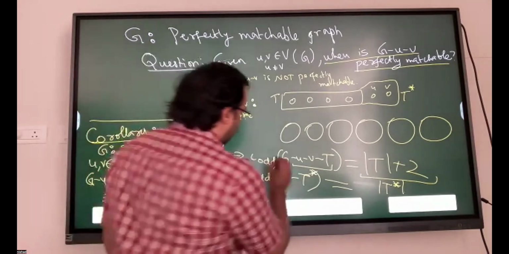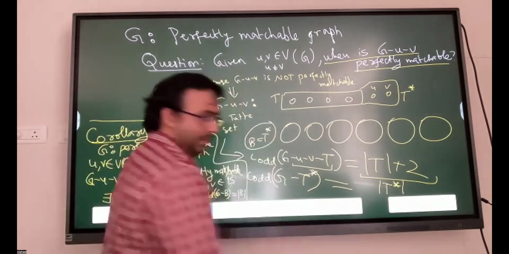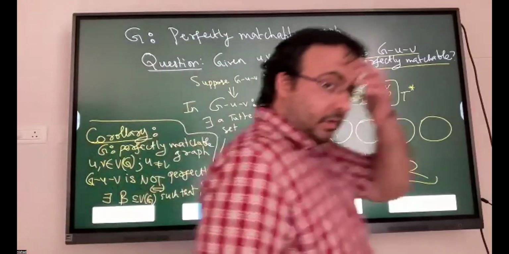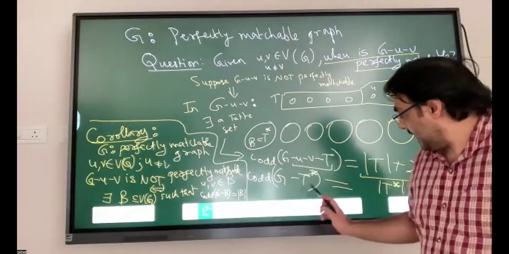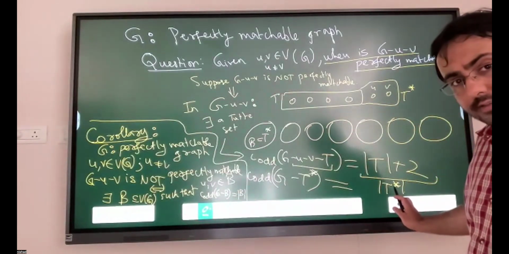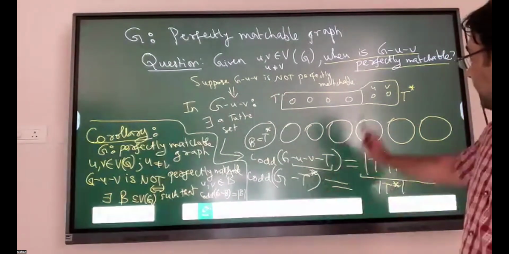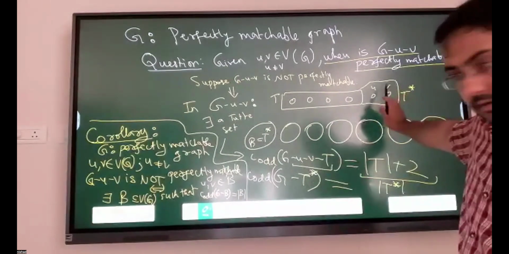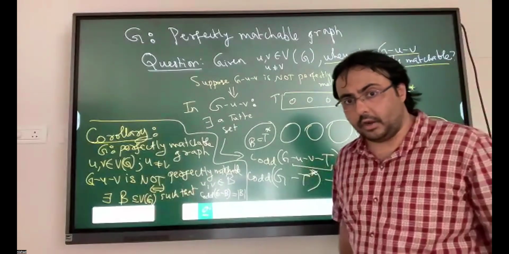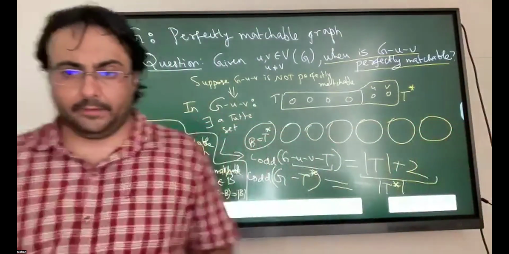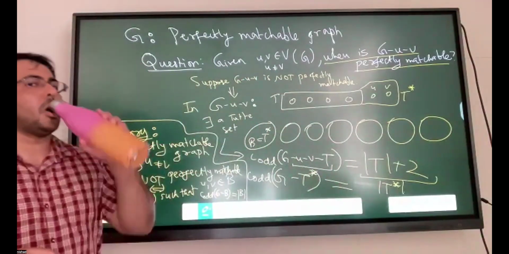Okay, so this B is T star over here in my proof. So you are deleting some number of vertices from the graph, and you are getting as many odd components as the number of vertices you deleted. And the two vertices U and V are in this set. In this case, you can say that the graph G minus U minus V is not perfectly matchable, and it is if and only if. Are there any questions or concerns?